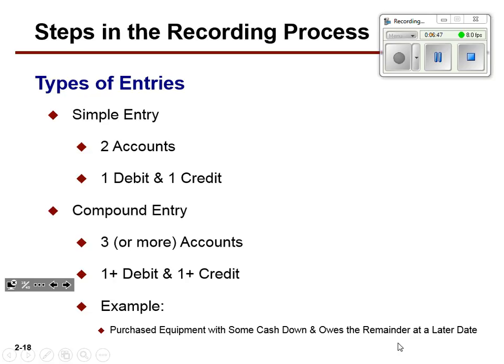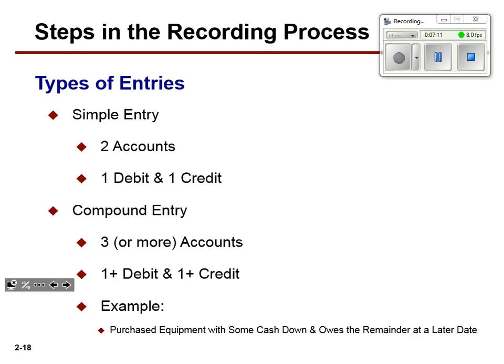The example, and you guys know this one, the example is perfect. Purchased equipment with some cash down, owing the remainder at a later date. Yes. So there could be 2 debits and 1 credit, or 2 credits and 1 debit, but they've got to equal. So let's just look at this example and talk debits and credits for a minute.